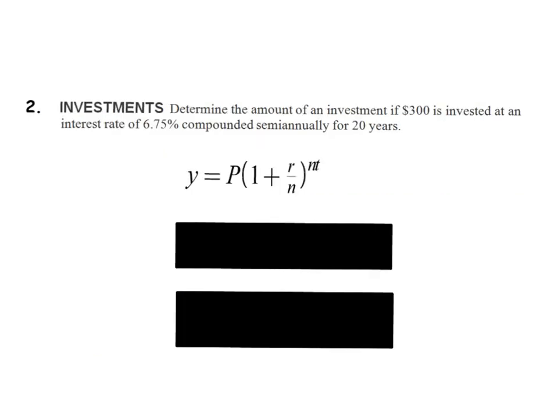All right, here's the second example that I'm going to have you actually finish on your own. Determine the amount of an investment if $300, so there's our initial amount, is invested at an interest rate of 6.75%, compounded semi-annually. Okay, so semi-annually means twice a year. So our n is going to be 2, and there is our time. So everything you need is right there in the problem.